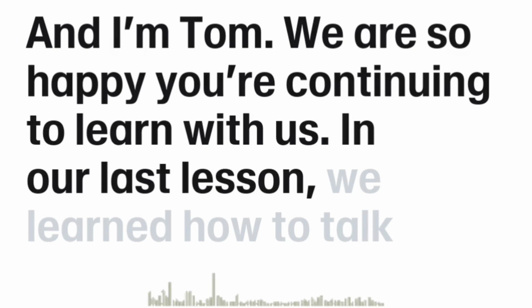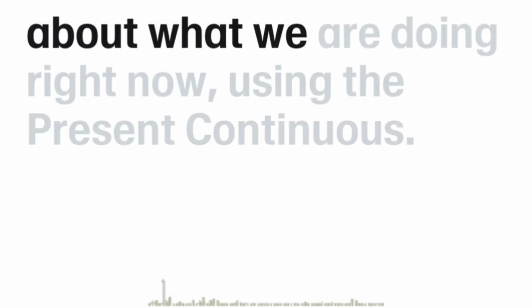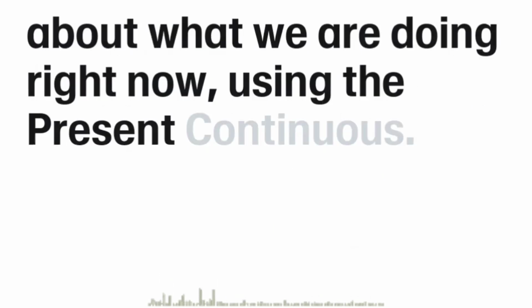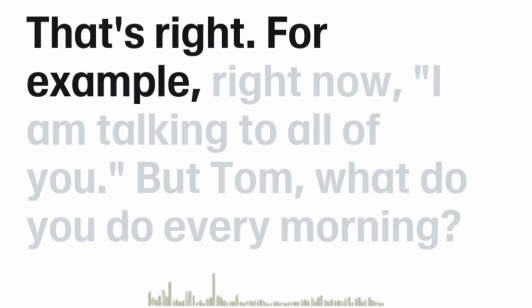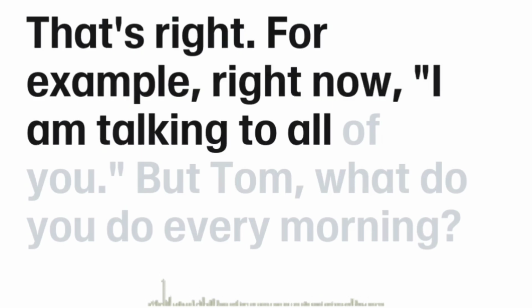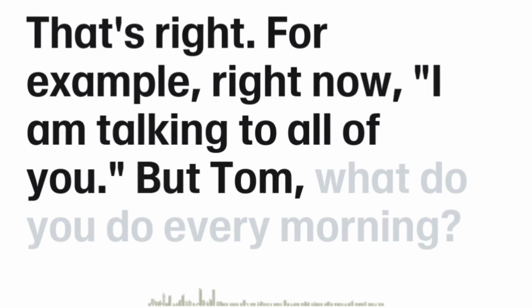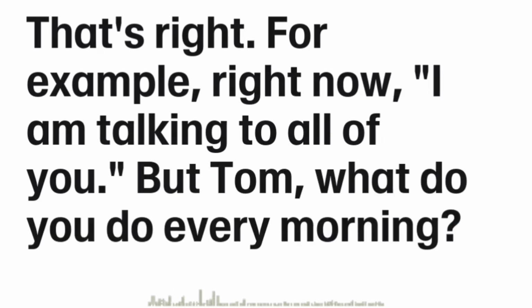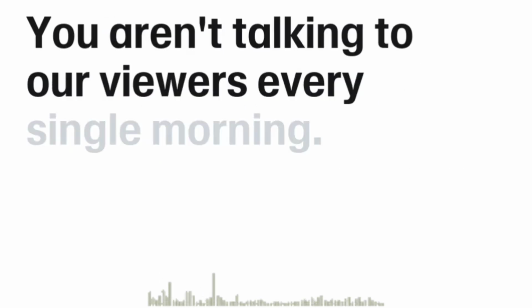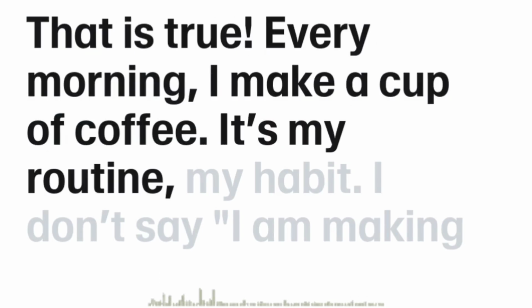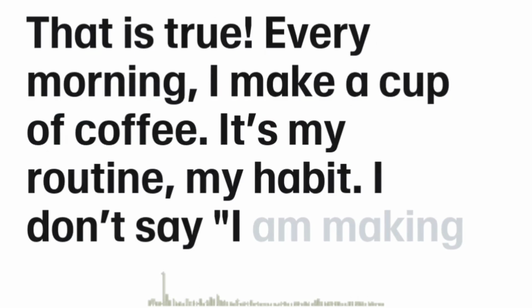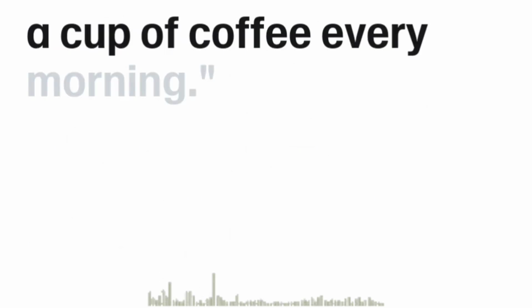In our last lesson, we learned how to talk about what we are doing right now using the present continuous. That's right. For example, right now, I am talking to all of you. But Tom, what do you do every morning? You aren't talking to our viewers every single... That is true. Every morning I make a cup of coffee. It's my routine, my habit. I don't say I am making a cup of coffee every morning.